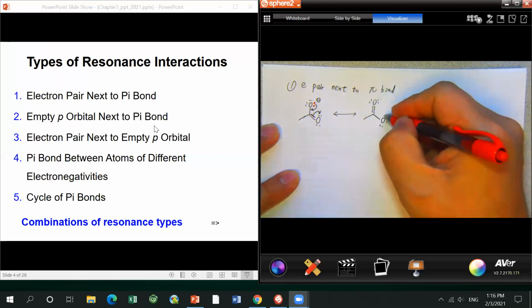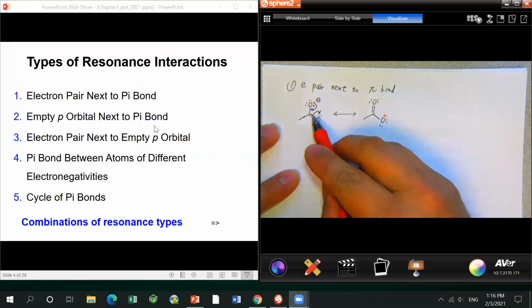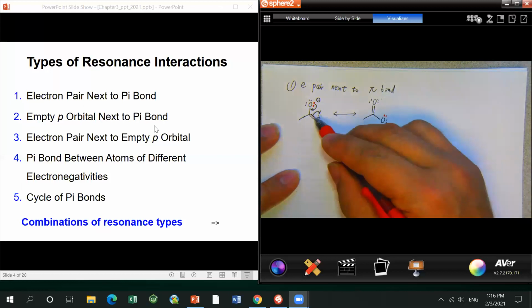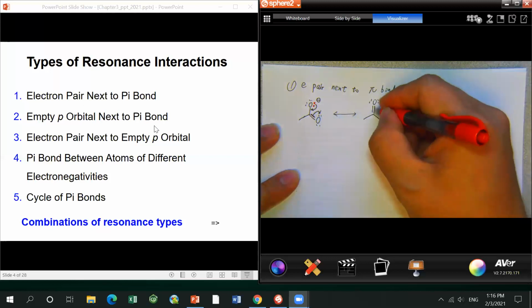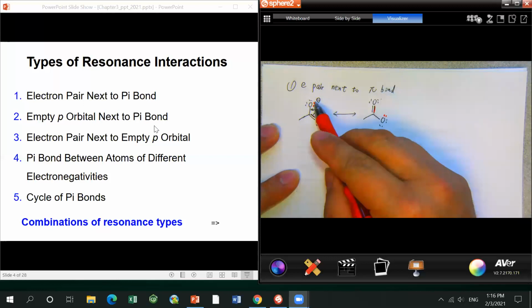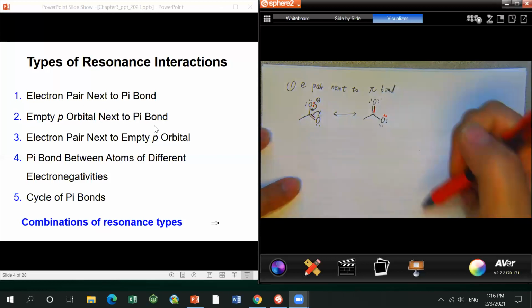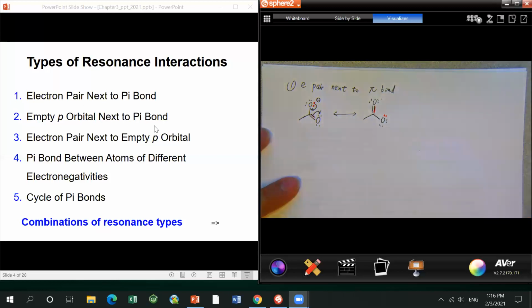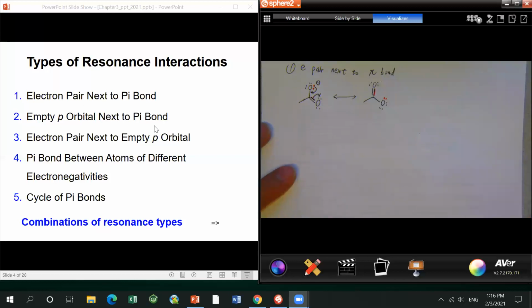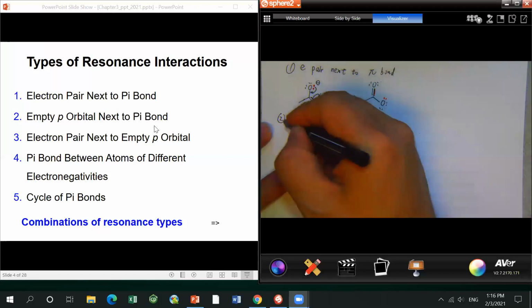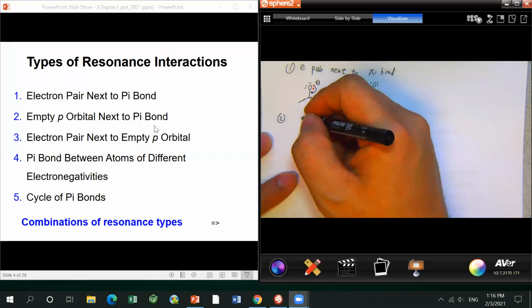Now these two electrons come from the original shared pi bond, and this pi bond has electrons from the original lone pair. So that's the first situation. And then the second situation is the empty p orbital next to the pi bond.